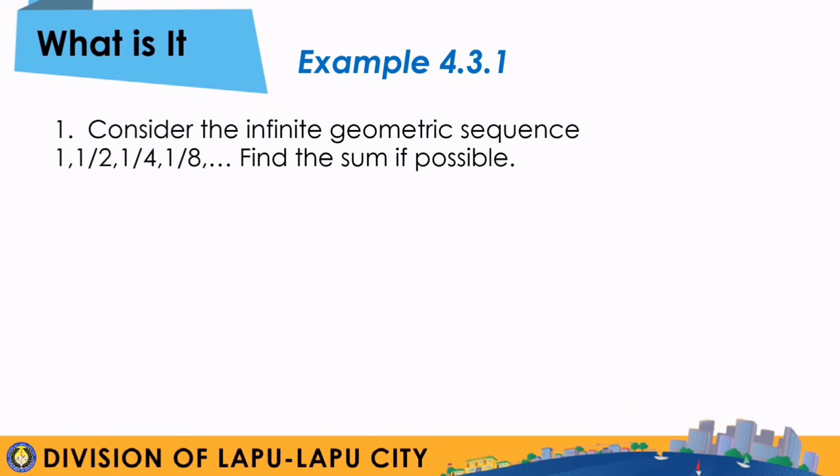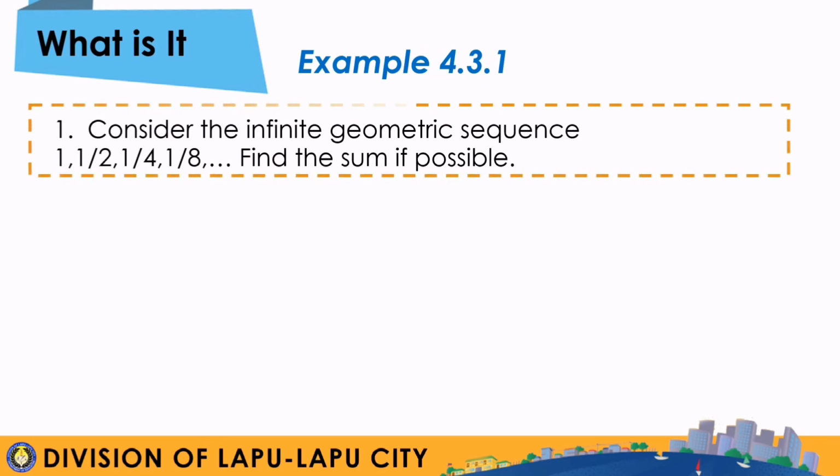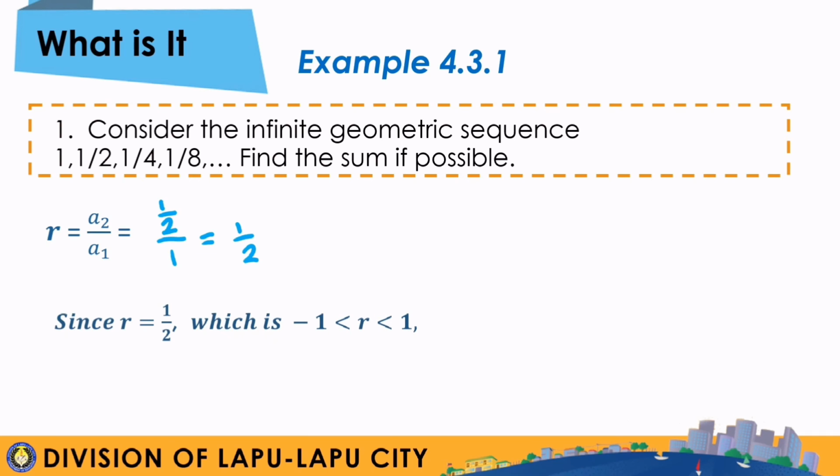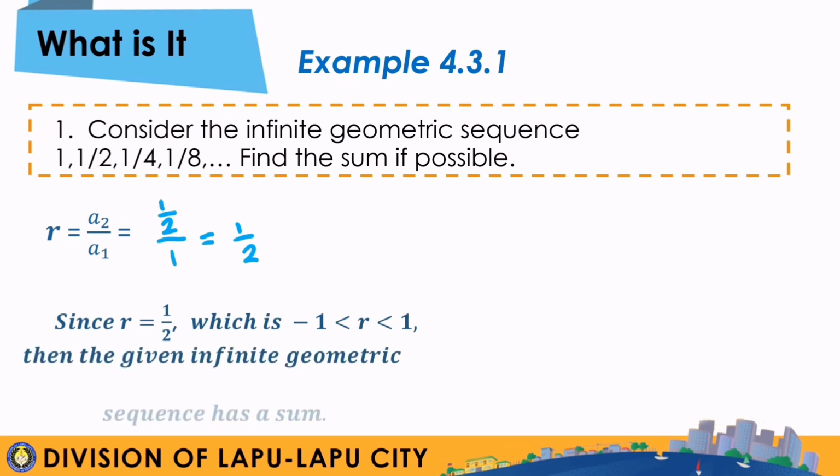For infinite geometric sequences, here's an additional example. Number 1. Consider the infinite geometric sequence 1, 1/2, 1/4, 1/8. Find the sum if possible. Now first, let's solve for the common ratio. Let's make use of the first and the second term of the sequence. So we have a sub 2 divided by a sub 1, that is 1/2 divided by 1, and that gives you 1/2. So for this geometric sequence, the common ratio is 1/2, which is greater than negative 1 and less than positive 1. So the given infinite geometric sequence has a sum.